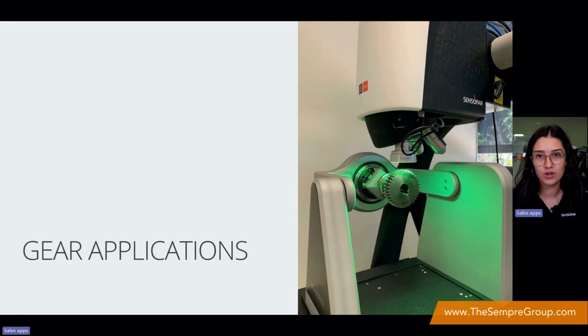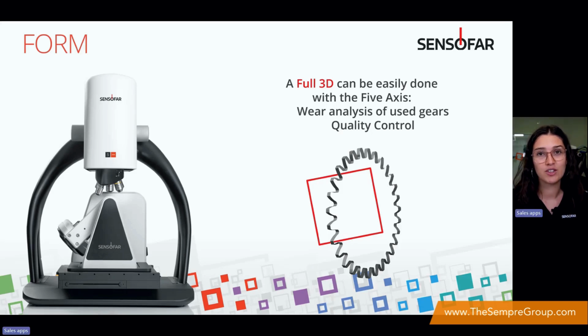But what can we solve with this system within the gear market? So here you can see the neox 5-axis I have right next to me, and the one I'm going to use for the demonstration I'm going to do later. And also here you can see the gear that I'm also going to use. So as I mentioned before, one of the main applications of the 5-axis is doing a full 3D measuring the form of cylindrical samples.